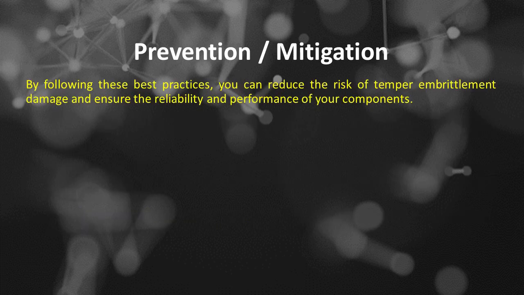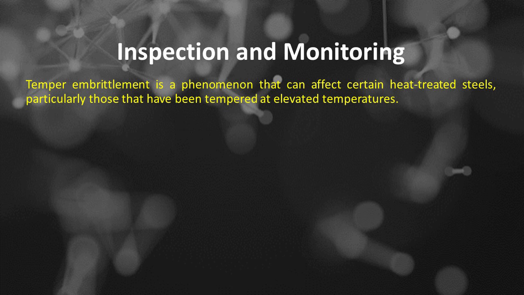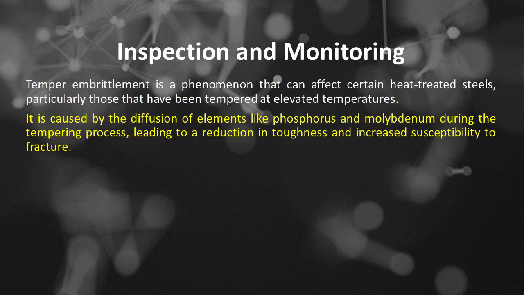By following these best practices, you can reduce the risk of temper embrittlement damage and ensure the reliability and performance of your components. Inspection and monitoring for temper embrittlement damage mechanisms. Temper embrittlement is a phenomenon that can affect certain heat-treated steels, particularly those that have been tempered at elevated temperatures. It is caused by the diffusion of elements like phosphorus and molybdenum during the tempering process, leading to a reduction in toughness and increased susceptibility to fracture.